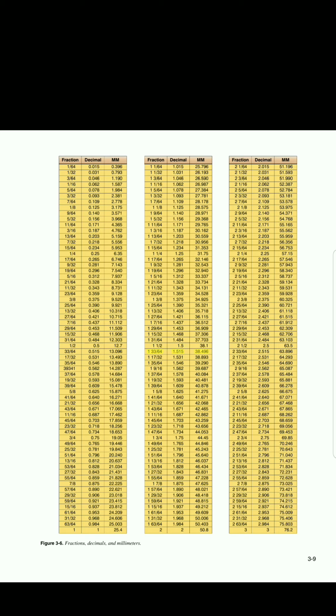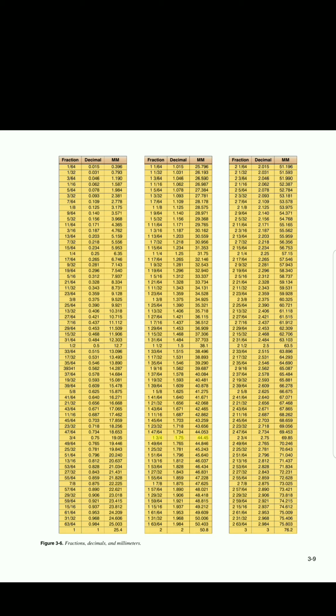1 and 33/64ths, 1.515, 38.496. 1 and 17/32, 1.531, 38.893. 1 and 35/64ths, 1.546, 39.290. 1 and 9/16ths, 1.562, 39.687. 1 and 37/64ths, 1.578, 40.084. 1 and 19/32, 1.593, 40.481. 1 and 39/64ths, 1.609, 40.878. 1 and 5/8ths, 1.625, 41.275. 1 and 41/64ths, 1.640, 41.671. 1 and 21/32, 1.656, 42.068. 1 and 43/64ths, 1.671, 42.465. 1 and 11/16ths, 1.687, 42.862. 1 and 45/64ths, 1.703, 43.259. 1 and 23/32, 1.718, 43.656. 1 and 47/64ths, 1.734, 44.053.